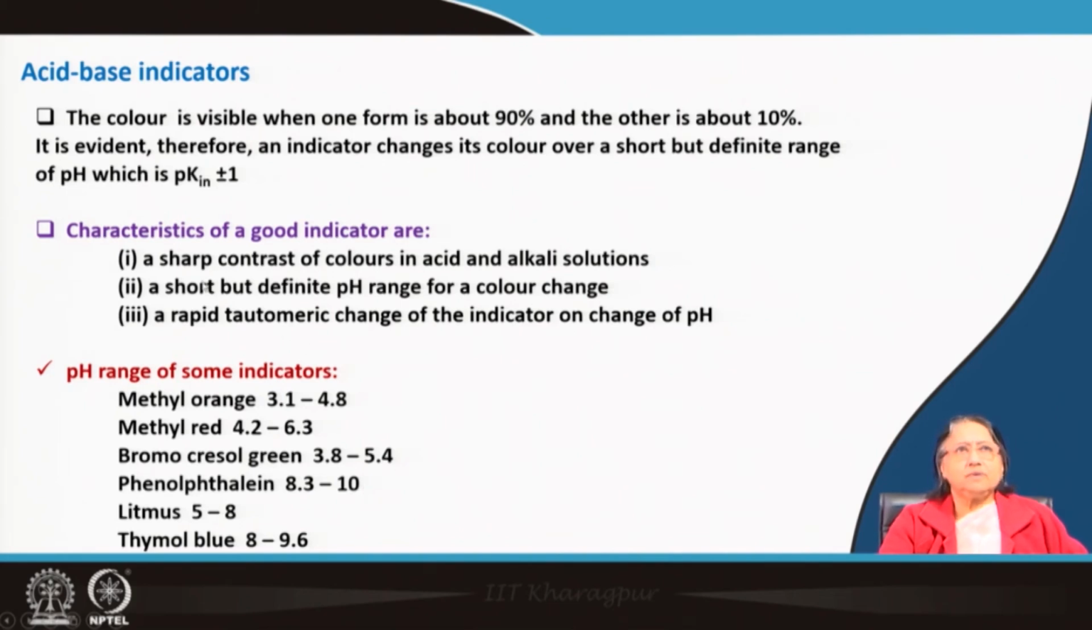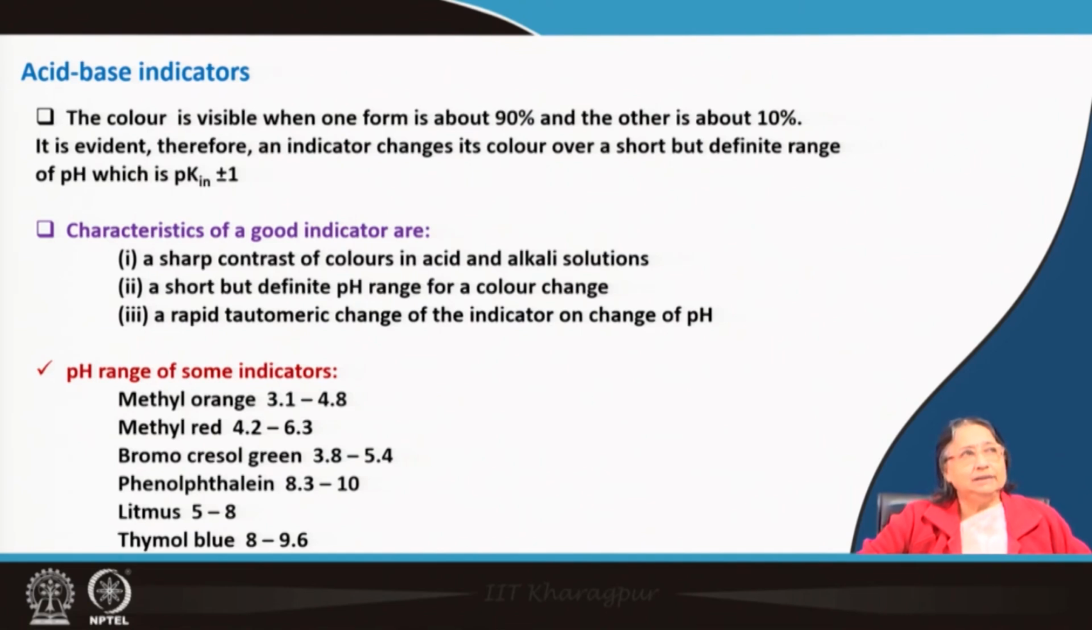Okay. Now, if you have more choice, which indicator will you choose, what characteristic should be there for a good indicator? A sharp contrast of color in acid and alkali solution. I like phenolphthalein very much. Why? Because you see the contrast: in acid it is colorless, in alkali it is pink. So, you will see a very drastic color change at the neutralization point.